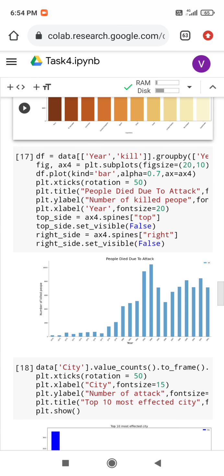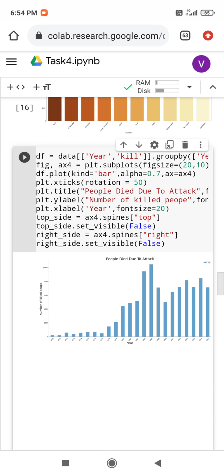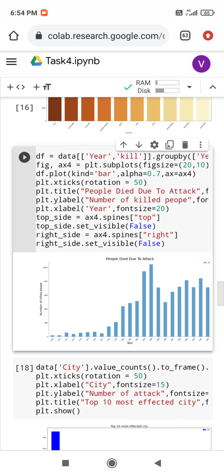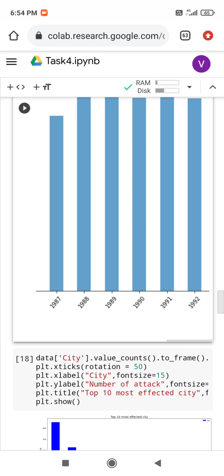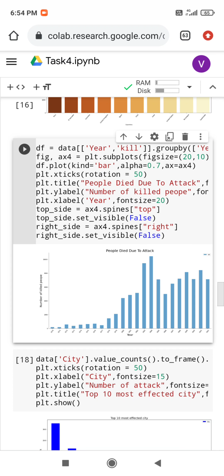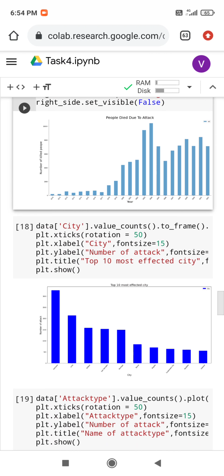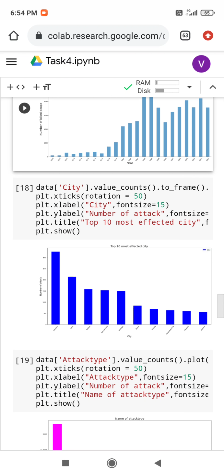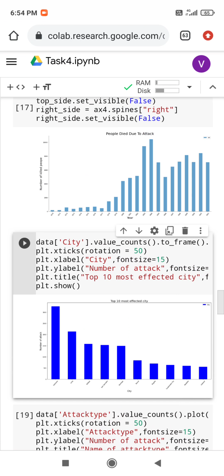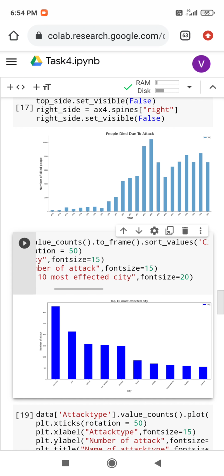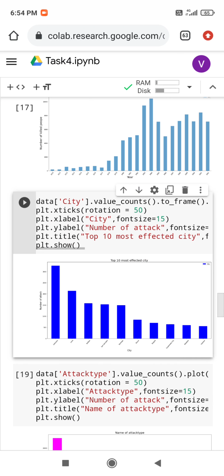Next, this graph represents people who died due to attacks, meaning the number of people dying every year. Based on this report, in 2014 we have the highest death rate. And next, this is the graph which represents the topmost affected city. Here the topmost affected city is unknown. Yeah, this is the topmost affected city.